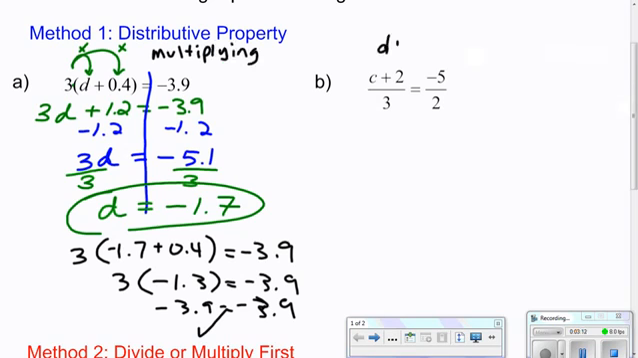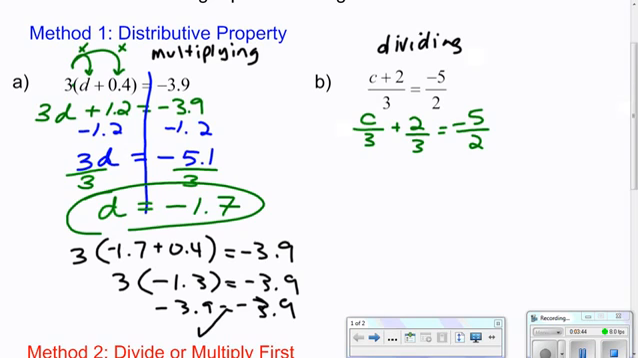Okay, but what about if we have to do some dividing with a distributive property? So right now we have 2 terms being divided by 3. So the c is being divided by 3 and the positive 2 is being divided by 3. So I'm going to distribute or split up the divide by 3. Okay? And so now if this is the case, we can start solving this like some of the ones we were dealing with in the second and third lesson.